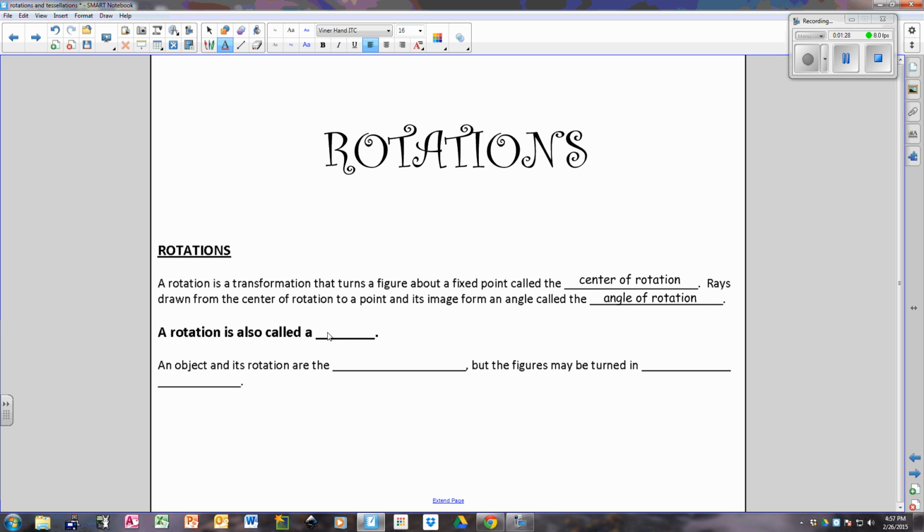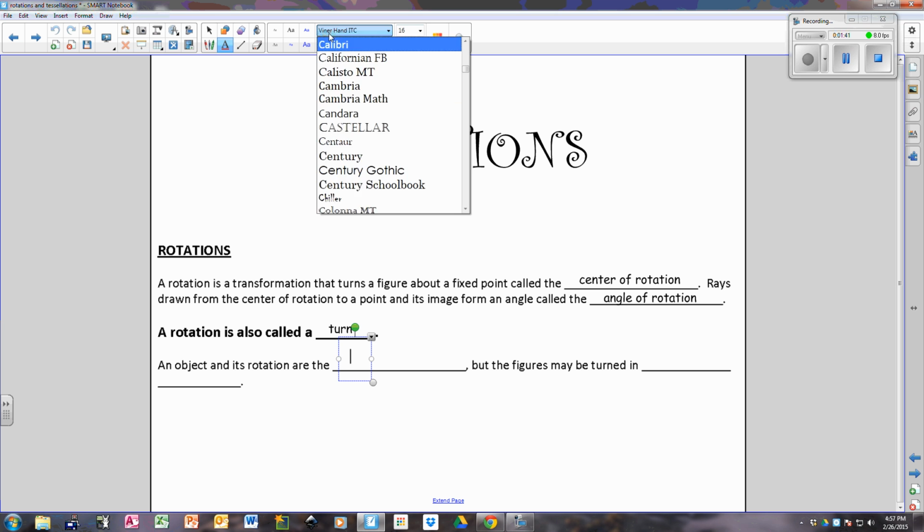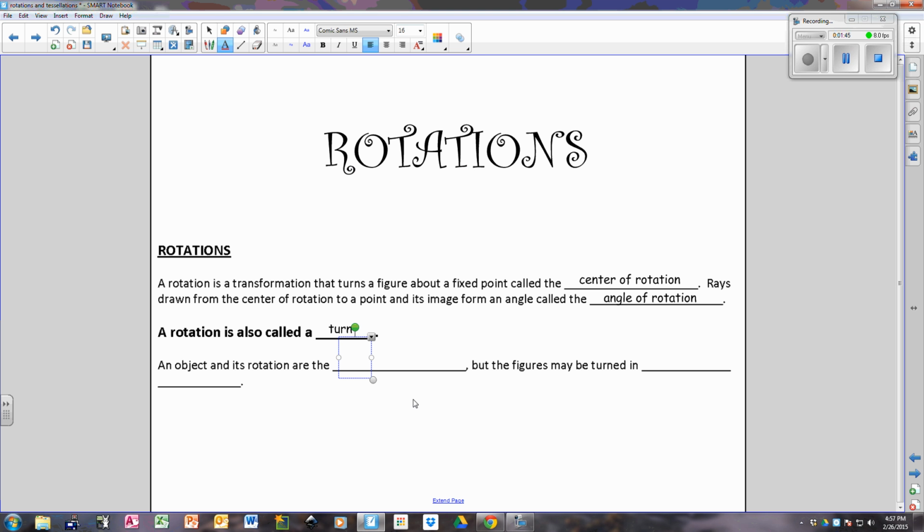Now, a rotation is also called a turn. And an object and its rotation are the same shape and size, but the figures may be turned in different directions. Okay, so now that is how we're going to do rotations.